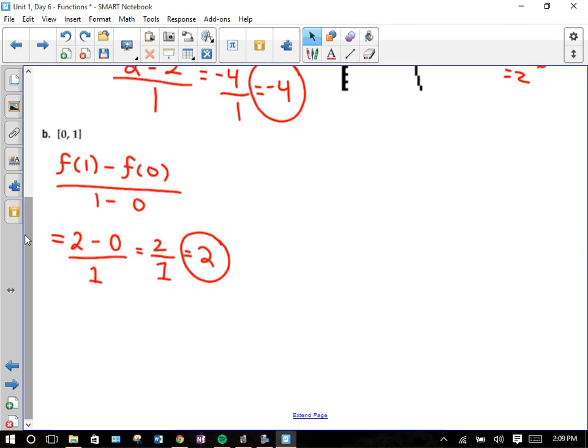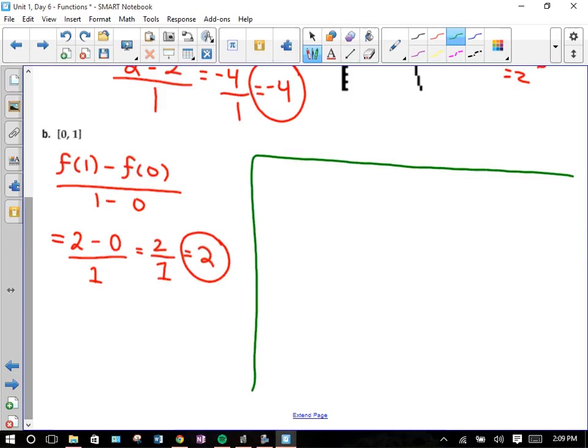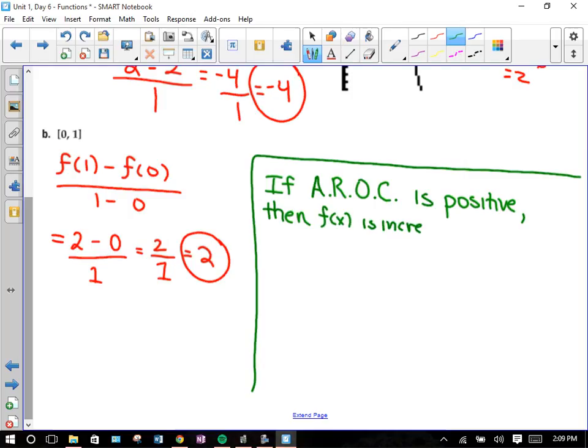Now, here's something that you should want to come away with, because it's getting closer to a top type of understanding. If the average rate of change is positive, then f of x is increasing over the interval.